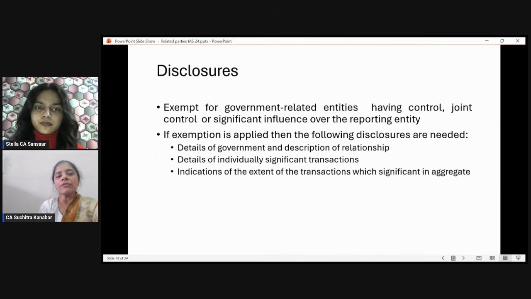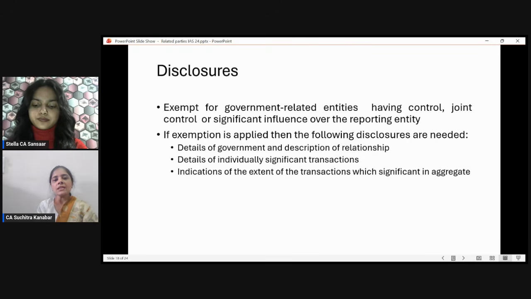Now, in case of government related entities, there are certain exemptions, and if you enjoy those exemptions, then only the following three disclosures are required: details of the government and the description of the relationship, details of individually significant transactions, and indications of the extent of transactions which are significant in aggregate.